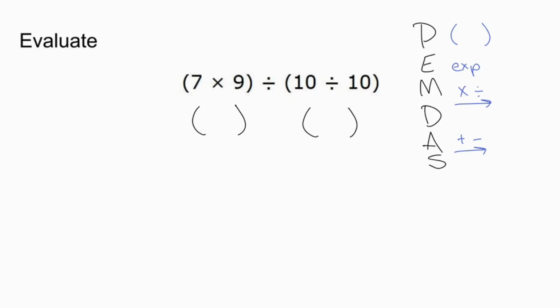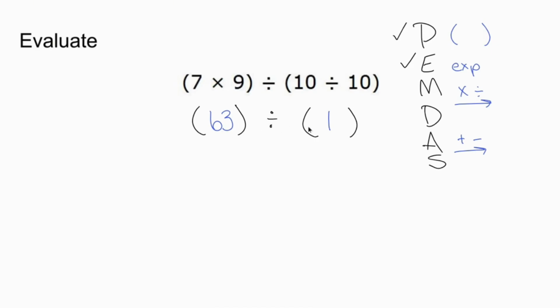The first set of parentheses is 7 times 9, which is 63. And the second set of parentheses is 10 divided by 10, which is 1. Now all we have to do is drop down that division symbol. Everything inside the parentheses is done. I have no exponents, and really I only have one thing to worry about, and that's just division.